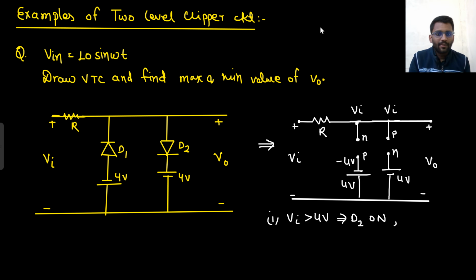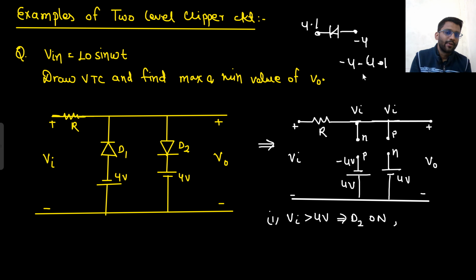Are you able to understand? This is already at minus 4. Now this is greater than 4 volt, somewhat 4.1. So what do you have? P at minus 4 and N at 4.1. So minus 8.1. From P to N you have minus 8.1. That means the diode is off.